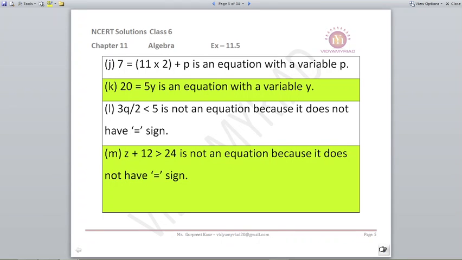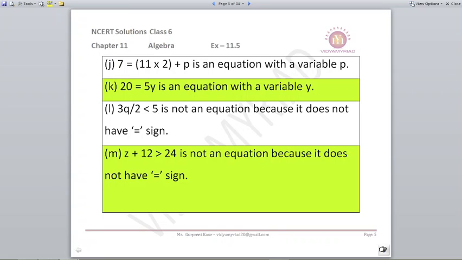J part, 7 is equal to 11 into 2 plus p. Left hand side, right hand side, equal to sign, numbers and variable. All are there, so it is an equation with a variable p. K part, 20 is equal to 5y. Yes, of course it is an equation with a variable y.